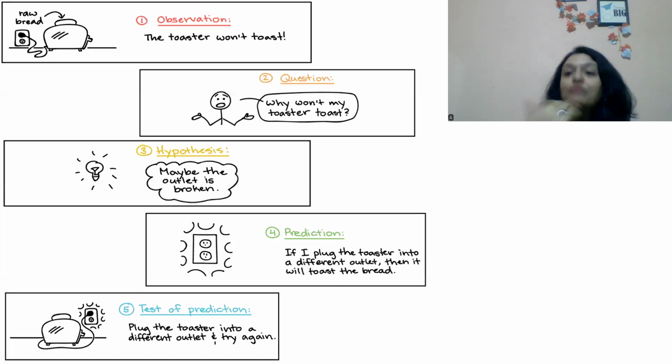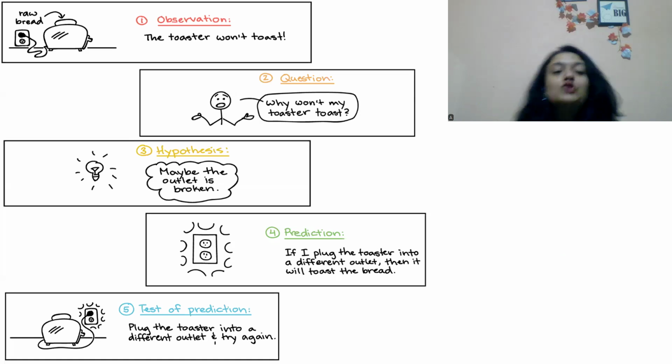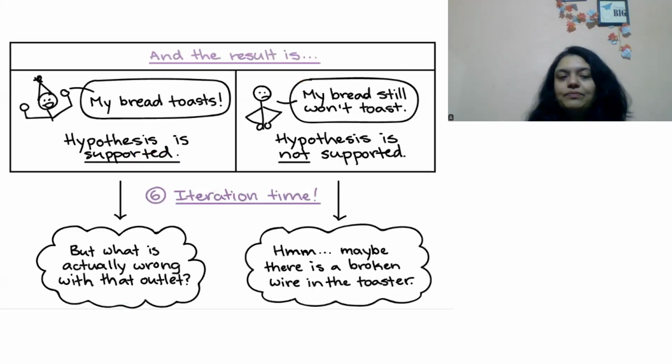So, this hypothesis will vary as per the given problem. Now, based on the hypothesis, I made a prediction that if I plug the toaster into a different outlet, maybe then the toaster will work. Now, depending on the prediction, I need to test whether my prediction is correct or not. So, I will plug the toaster into a different outlet and try again. So, basically, what did I get? My bread toasts. That means my hypothesis is supported. That means that was the problem.